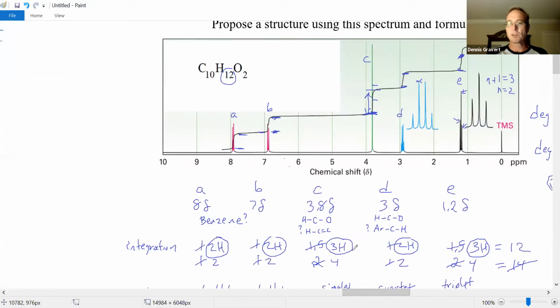Based on position of 1.2, that looks like an alkane hydrogen. It's not close to much. It's farther from the benzene ring, farther from the oxygens. That's position. We kind of looked at the correlation table. We're done with that.